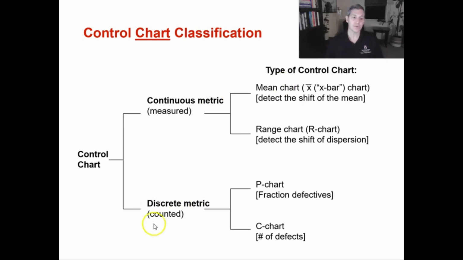Next are our discrete metrics. These are things that can be counted. You'll use a P chart for fraction defectives. So what's your defective number? And for C charts, it would be the count or the number of defects. So those are the discrete metrics that you would use when something is counted.